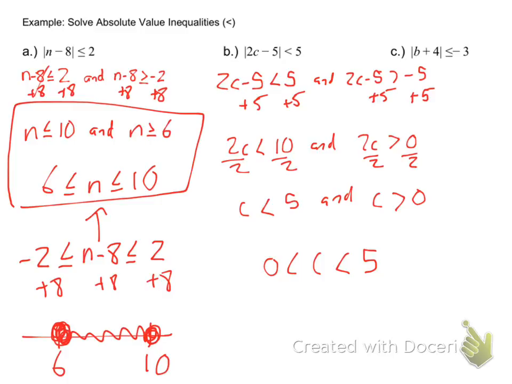Open or closed dots, guys? Open. Open, open, shading. In the middle, it's all the values in between the 0 and the 5, not including them. Not too bad, right?